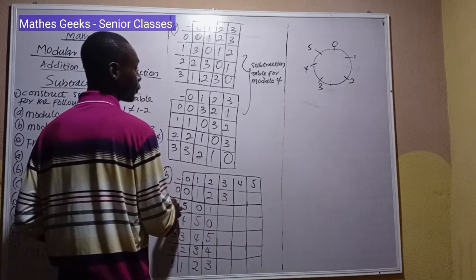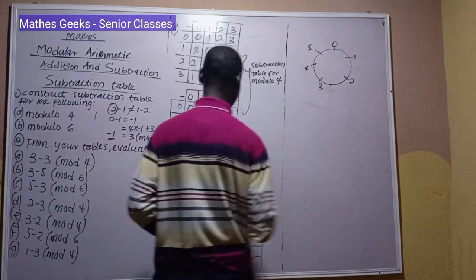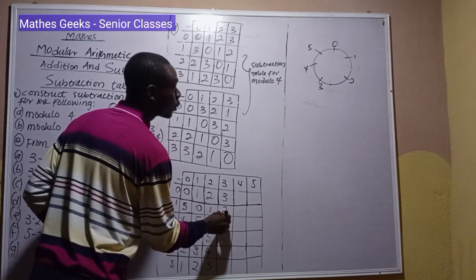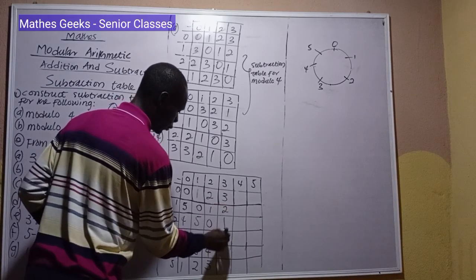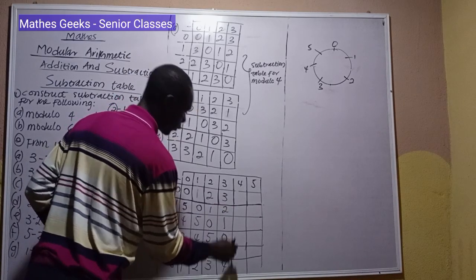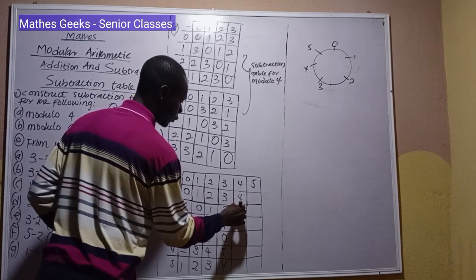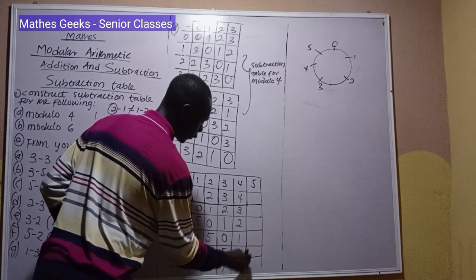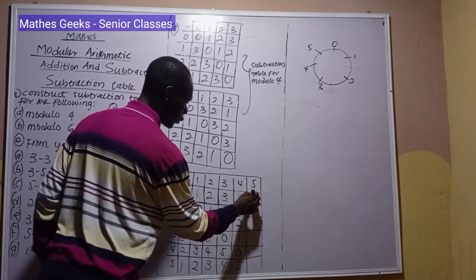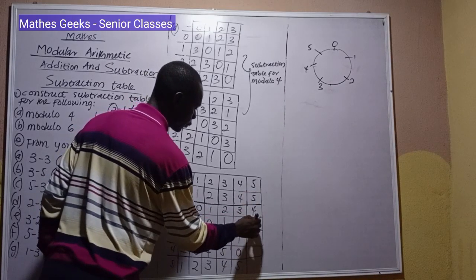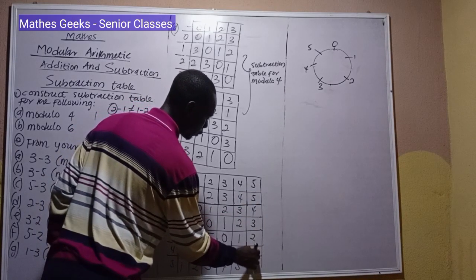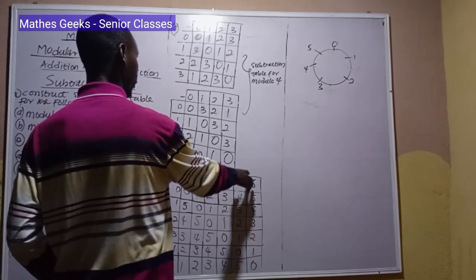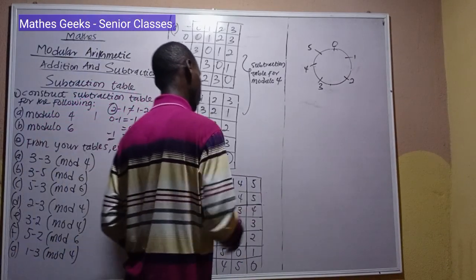3 minus 1 from 3. That's 2. 3 minus 2 would be 1, 0, 5, 4, 3, 2, 1, 0, 5. This would be 5, 4, 3, 2, 1, 0. So that's when we start off this from the row.